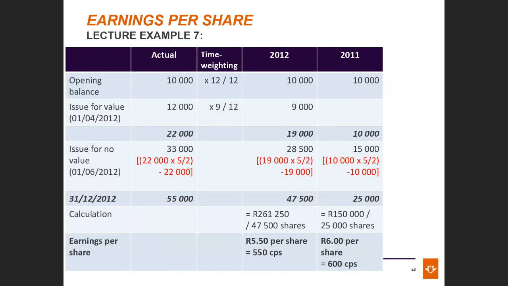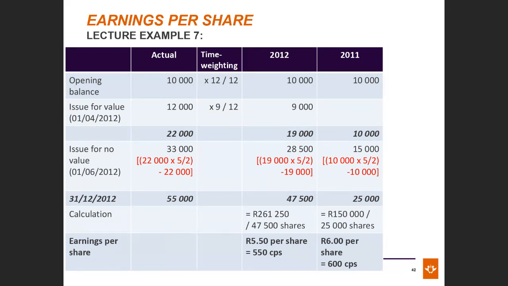So in the previous example, we simply had our opening balance. I think you're getting confused here, but remember we had an issue for value, and then this became our new opening balance here. Here we are simply calculating the issue for no value. So don't get confused here. We are simply calculating our issue for no value. It was different in the prior example, okay?